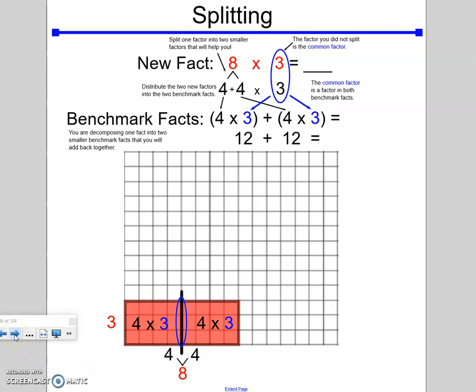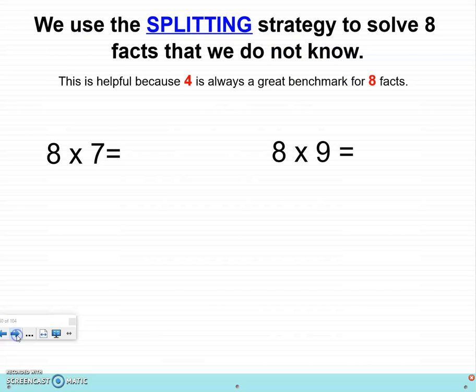So now we just think to ourselves, well, what does this benchmark fact equal? And since 4 times 3 is a benchmark for us, we know it. It's easy to solve. We know 4 times 3 is 12. The second 4 times 3 also equals 12. So we add 12 plus 12, which equals 24. That means that 4 times 3 plus 4 times 3 equals 24, which means our new fact, 8 times 3, equals 24.